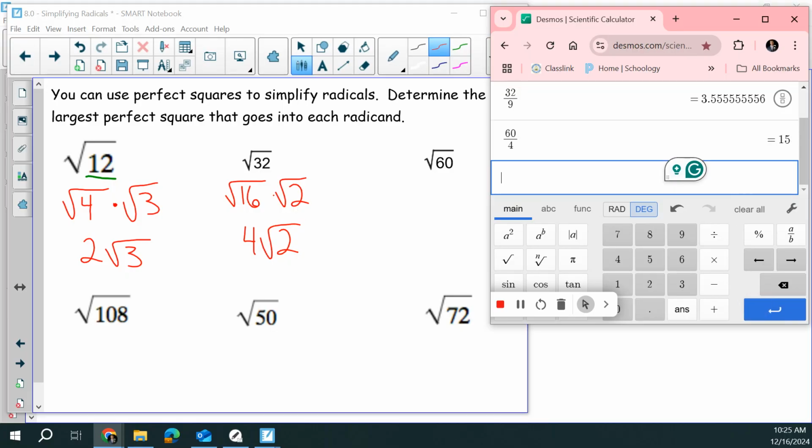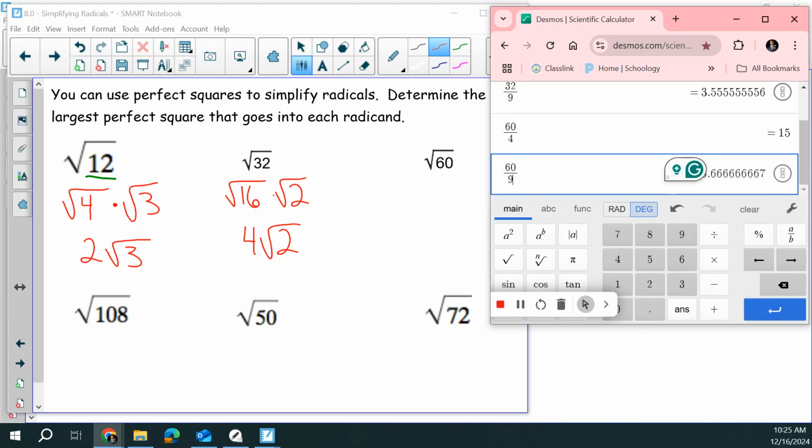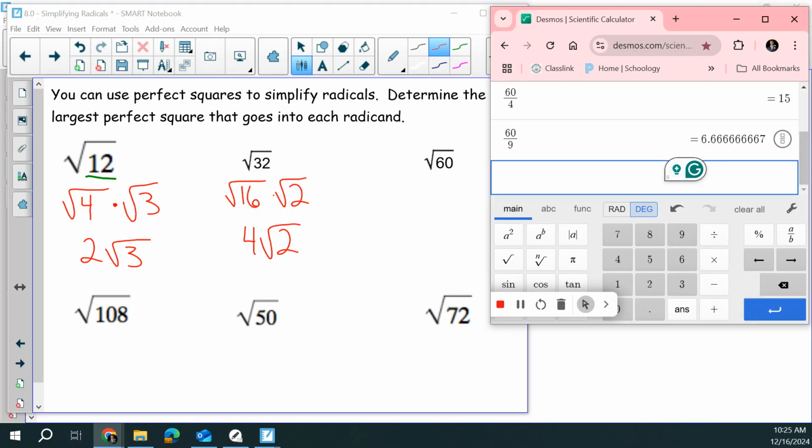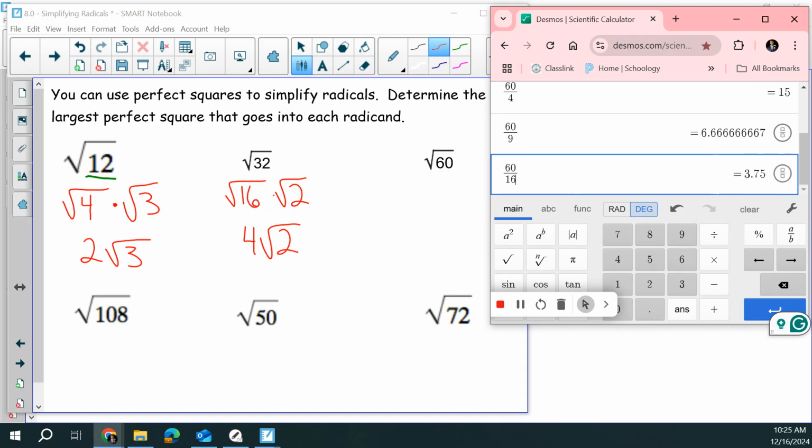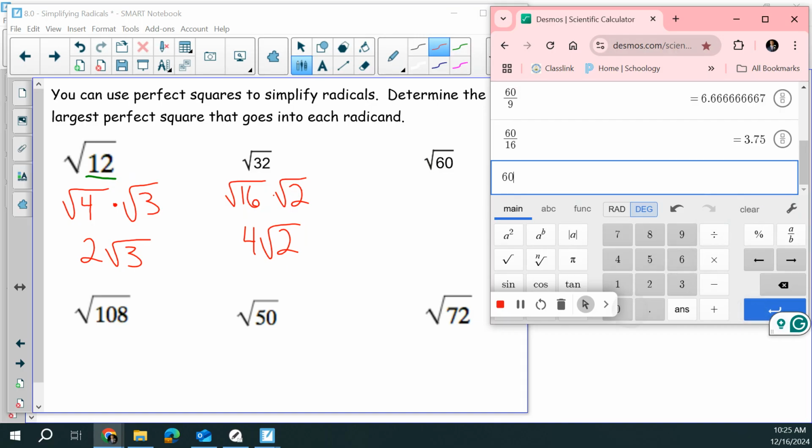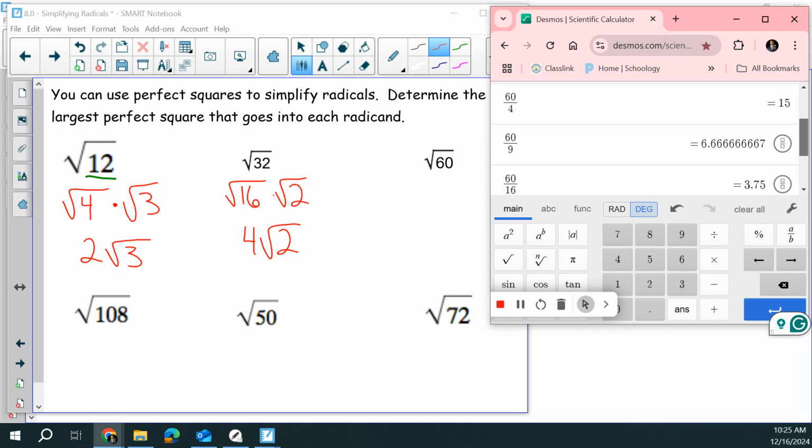We can try some other ones. Just keep going up. 60 divided by 9, that doesn't work. What we're looking for is one that comes out to a whole number. 60 divided by 9 is not a whole number. 60 divided by 16, that doesn't work. 60 divided by 25, that doesn't work. So 60 divided by 4 was 15, so that's the one that we're going to use.